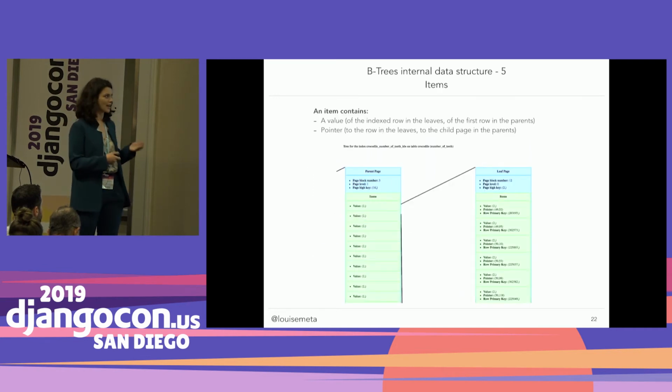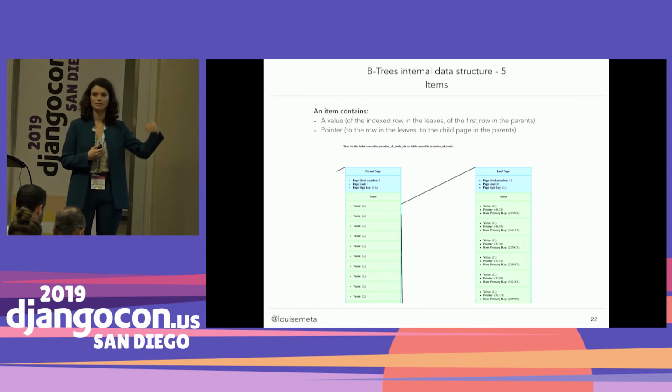And now there are also items. The items basically contain the value and a pointer. The value will be just the value of what you're indexing, of the column. And the pointer will be, in the leaves, the pointer to the row. In the parents, a pointer to the children.